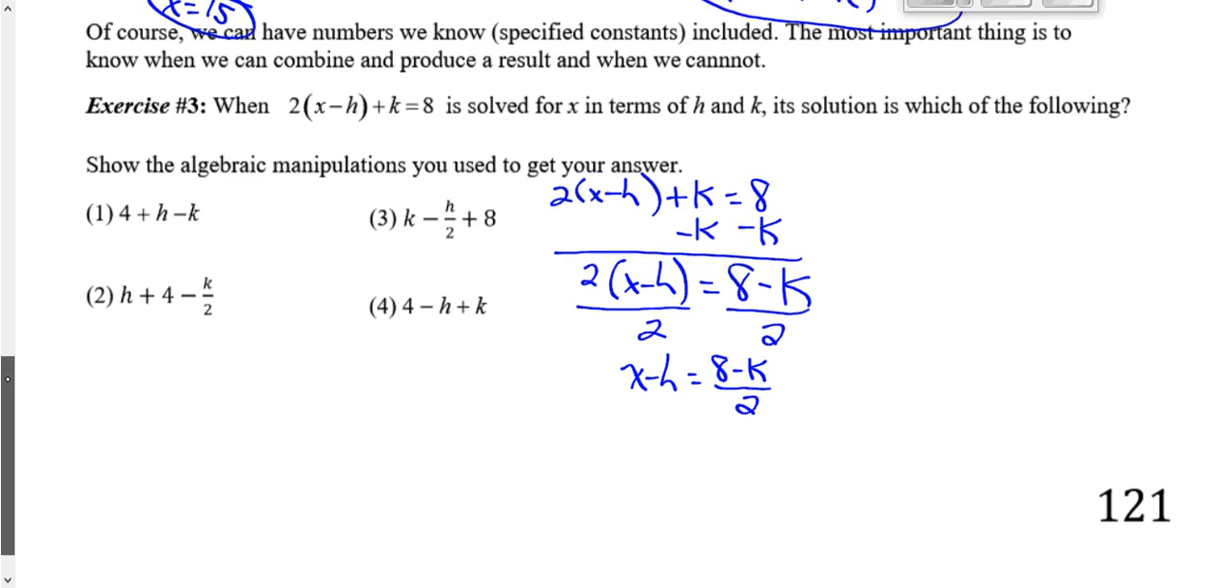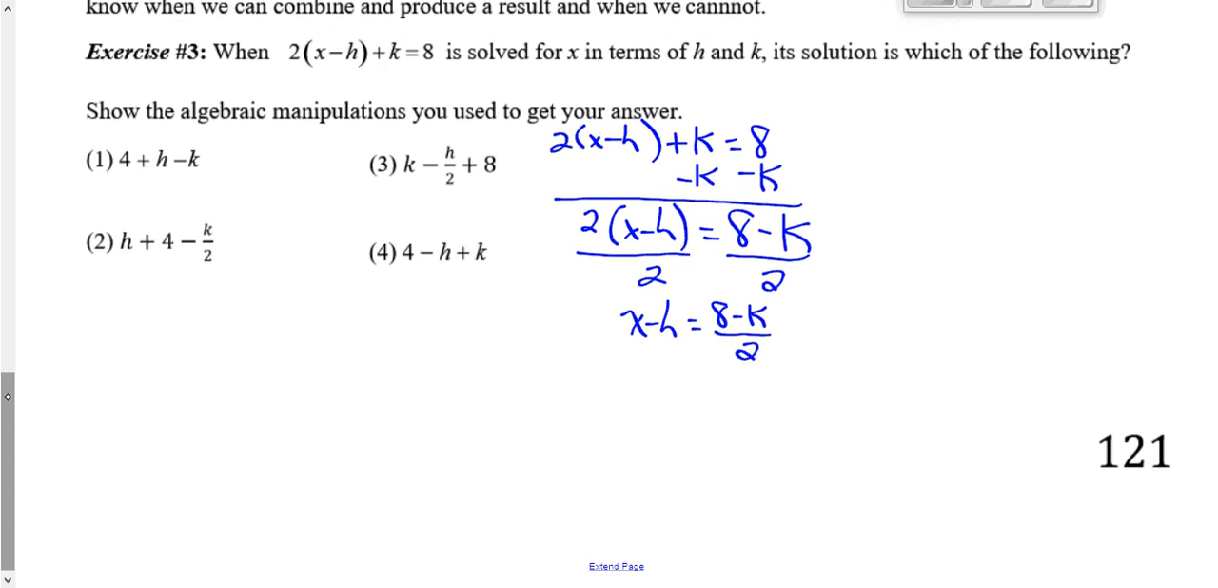And now we can add h to both sides. You know what I might do? Take a look at the answers. Does it look like there's a big fraction like that in the answers? No. So you know what I could do? I could apply the distributive property with this 2. Remember, we kind of did that with division. It's the equivalent of taking 1/2.